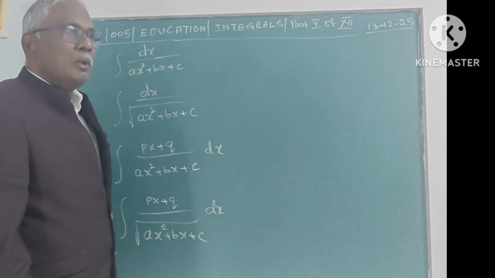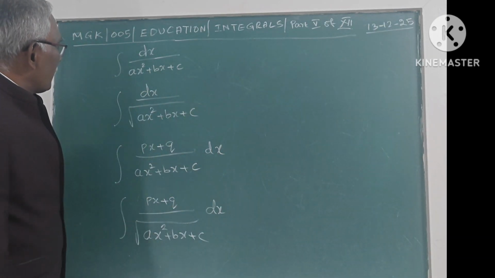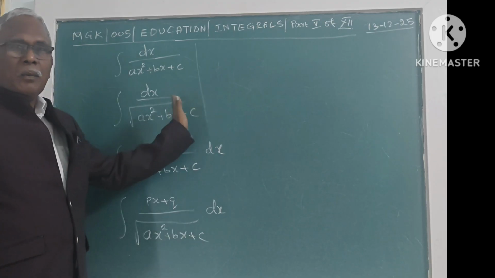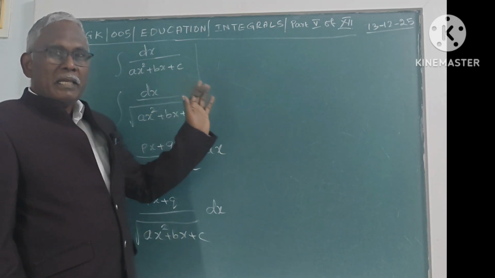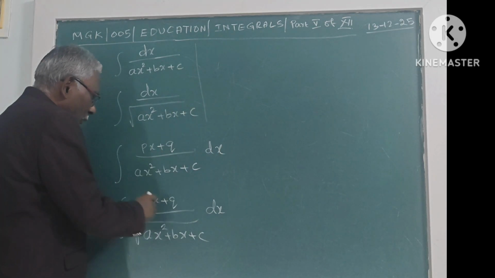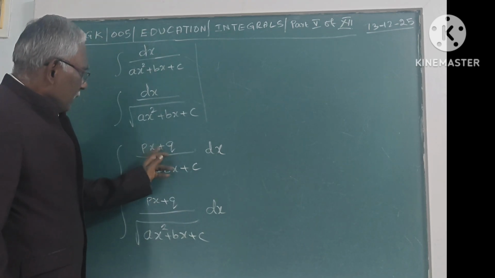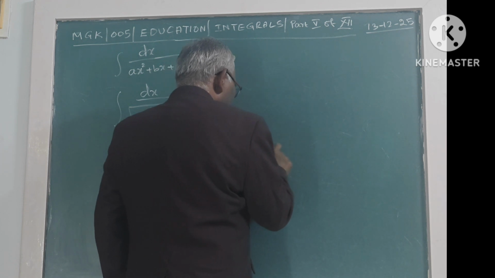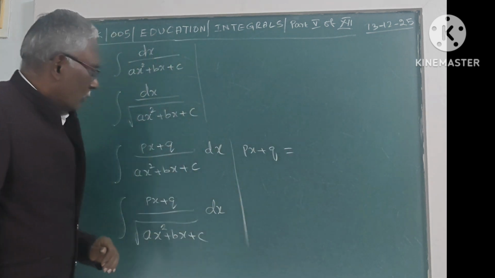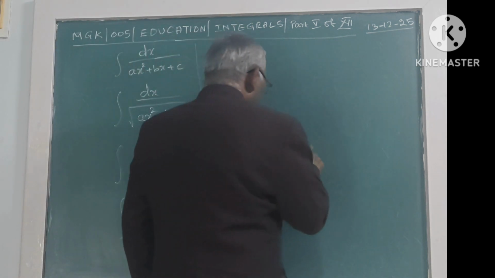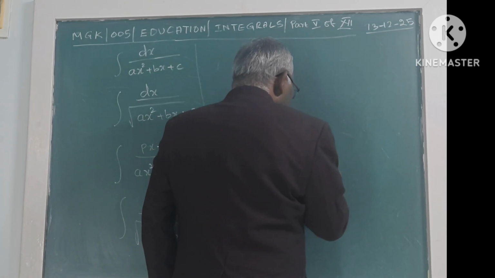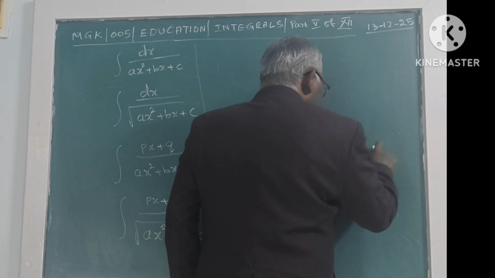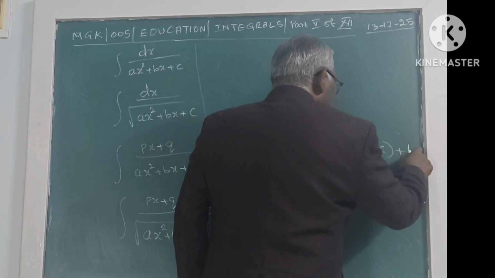Today we are going to see how to solve the integrals of these types. These two cases we have to bring to the formula form that we derived yesterday. In these two cases we have to take px plus q, the numerator, let this be equal to a times the differentiation of the denominator plus b.